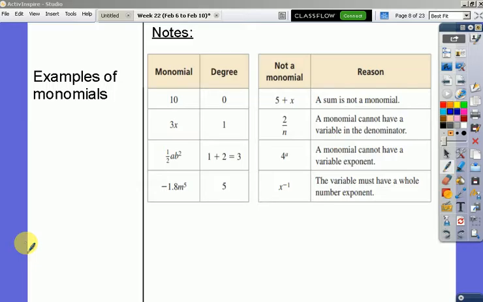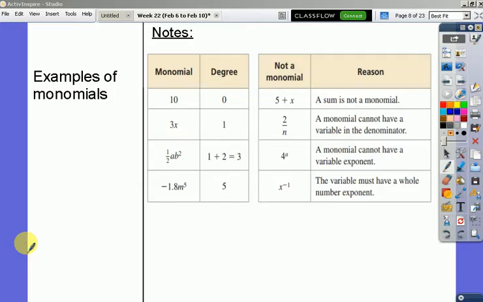1/2 ab squared. That degree is 3 because a to the first, b to the second, 1 plus 2 is 3. And then negative 1.8 m to the fifth, the degree, of course, is 5. Now look at the examples that are not monomials.